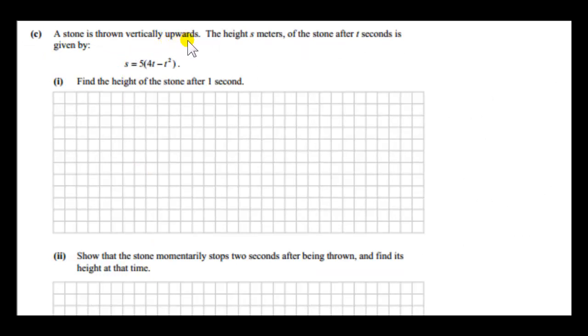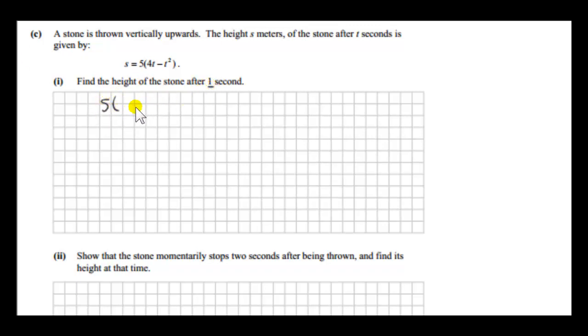A stone is thrown vertically upwards. The height s meters of the stone after t seconds is given by this formula here. We want to get the height of the stone after 1 second. So s is the distance or height. So we want the height. This is the height as a function of time. We could write it like this, s of t.